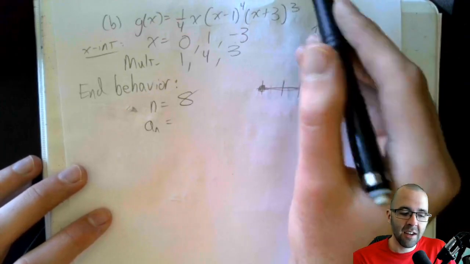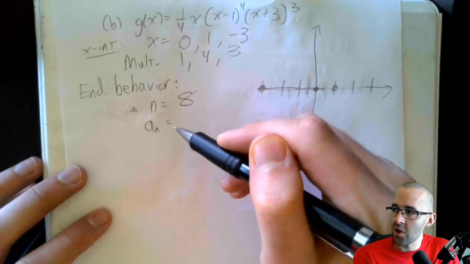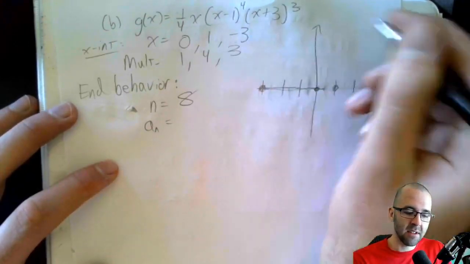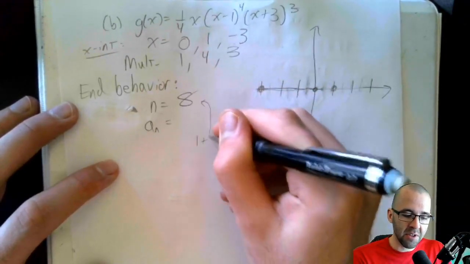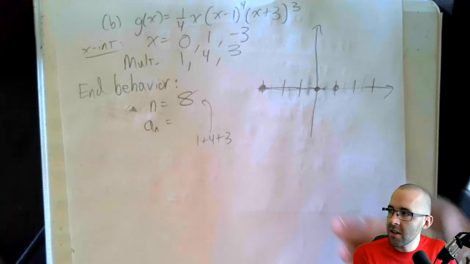But if you just think about how foiling works, you can get to the leading coefficient. We added up all the multiplicities to find our degree: 1 plus 4 plus 3. Because if you add the multiplicities, you always get to your degree. Good question.